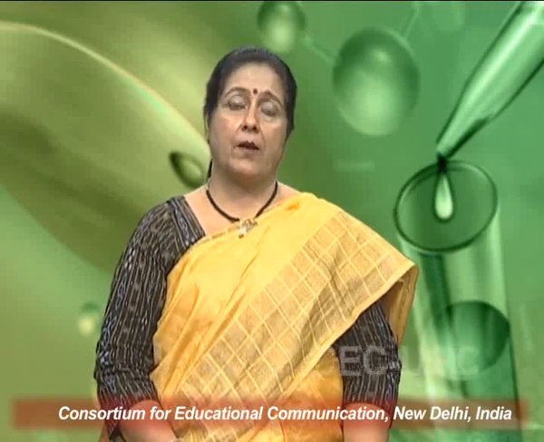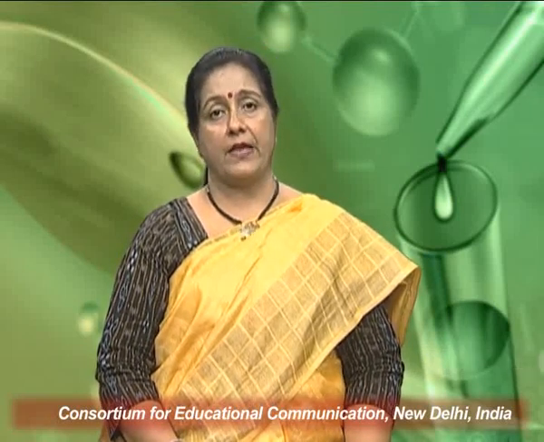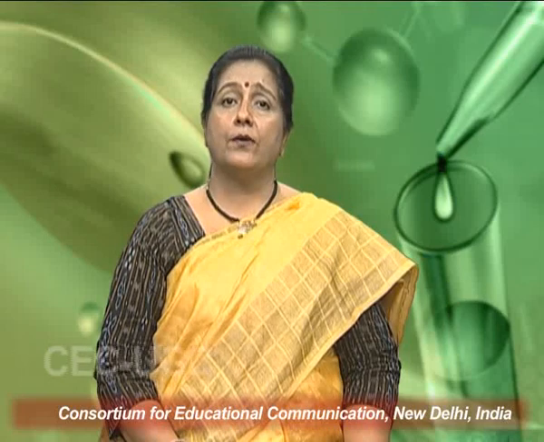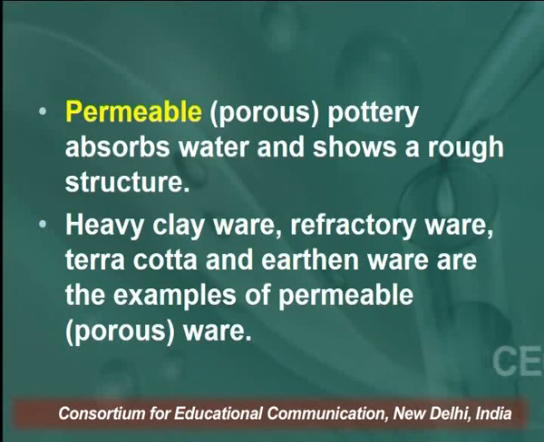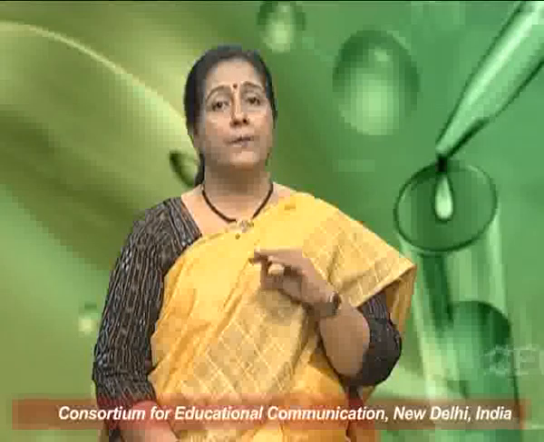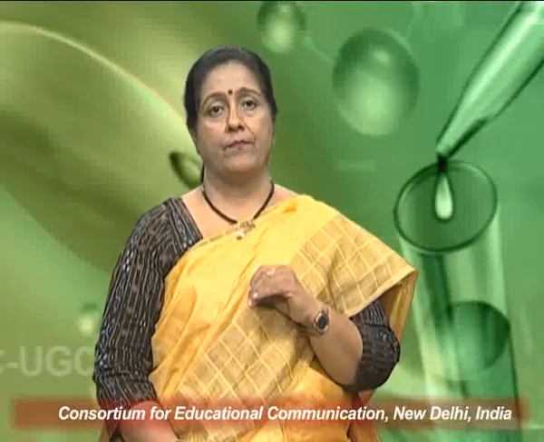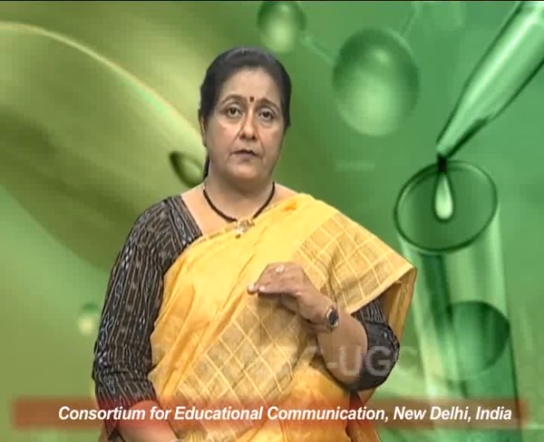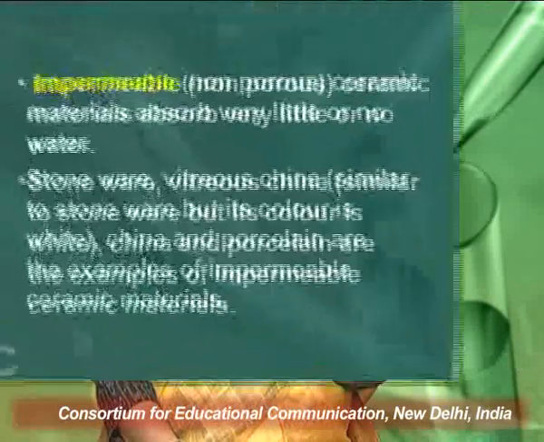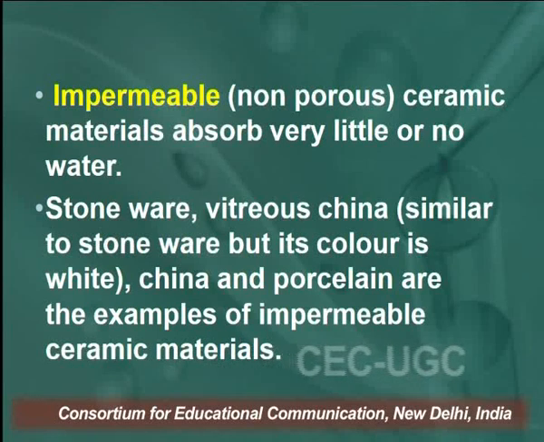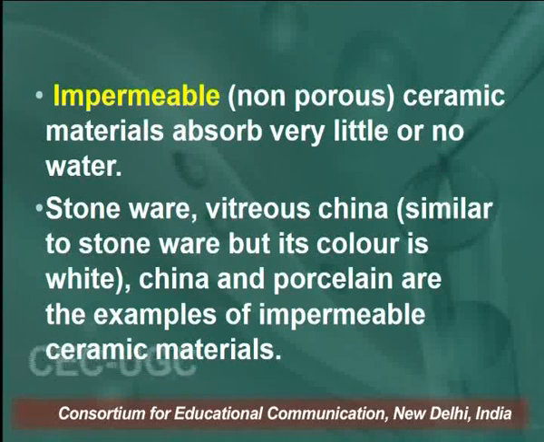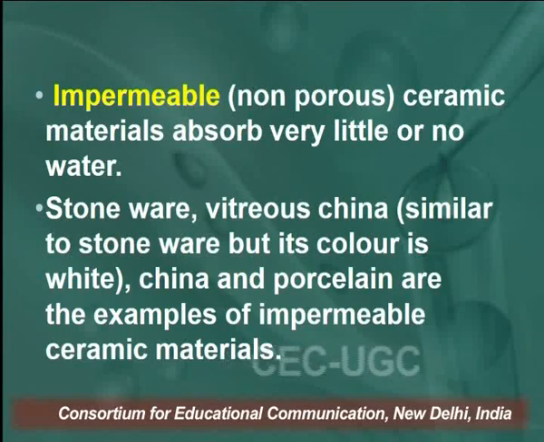Now we will be talking about permeable and impermeable wares. Permeable or porous pottery absorbs water and shows a rough structure. Heavy clayware, refractory ware, terracotta and earthenware are the examples of permeable or porous ware. Whereas impermeable or non-porous ceramic materials absorb very little or no water. Stoneware, vitreous china, which is similar to stoneware but its color is white, china and porcelain are the examples of impermeable ceramic materials.